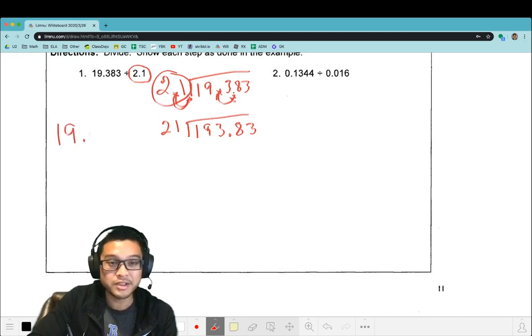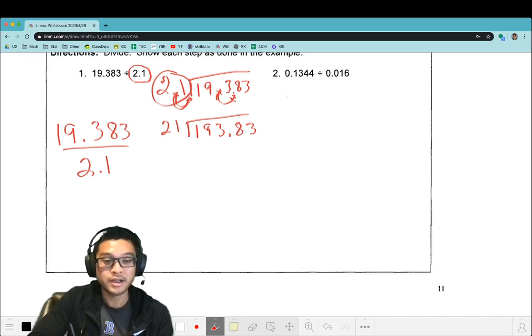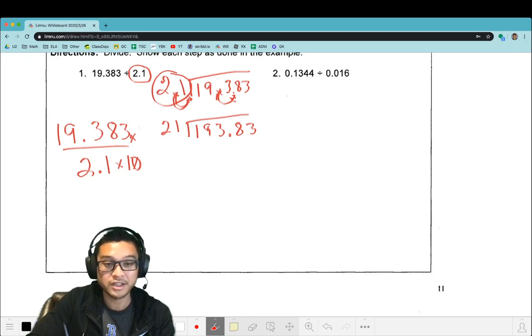So our problem written as a fraction looks like this: 19 and 383 thousandths divided by 2 and 1/10. Okay? Now, we want the bottom number, we want the denominator to be a whole number. To get it a whole number, we're going to multiply it times 10. Okay? If we multiply the bottom times 10, hopefully you remember from fraction days that we multiply the top times 10 as well to keep things equal.